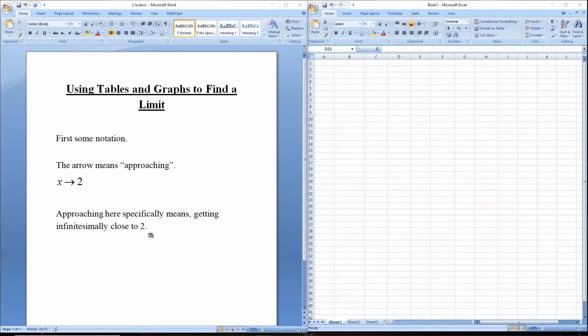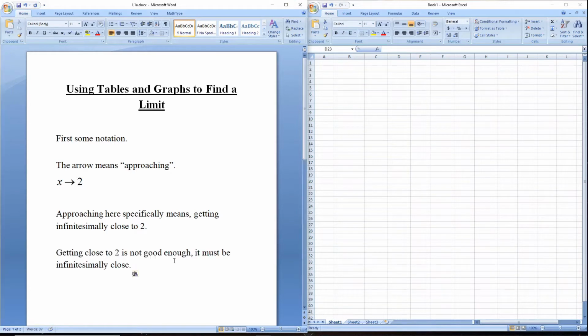And I do want to stress here that technically, getting close to 2 is not good enough. So let's say you're only 1 away from 2. 1 seems pretty close, but that's not good enough. What we mean by approaching 2 is that you have to get infinitesimally close. Nothing else will be satisfied. You have to get infinitesimally close.